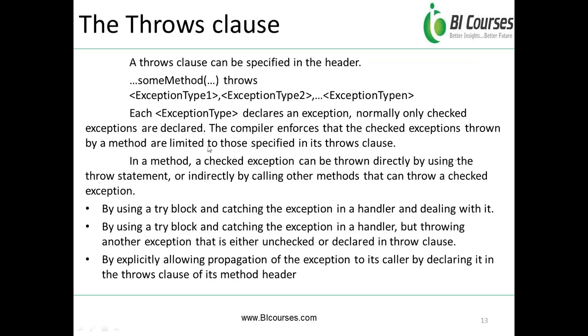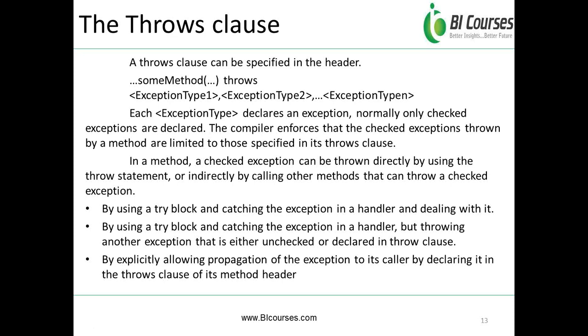If we write any method, you can specify that this particular method can throw any of these exceptions. So: return type, method name, and parameters, then throws exception type 1 to n. So a method can throw multiple exceptions, and each exception type declares an exception. Normally only checked exceptions are declared. The compiler enforces that the checked exceptions thrown by a method are limited to those specified in its throws clause.